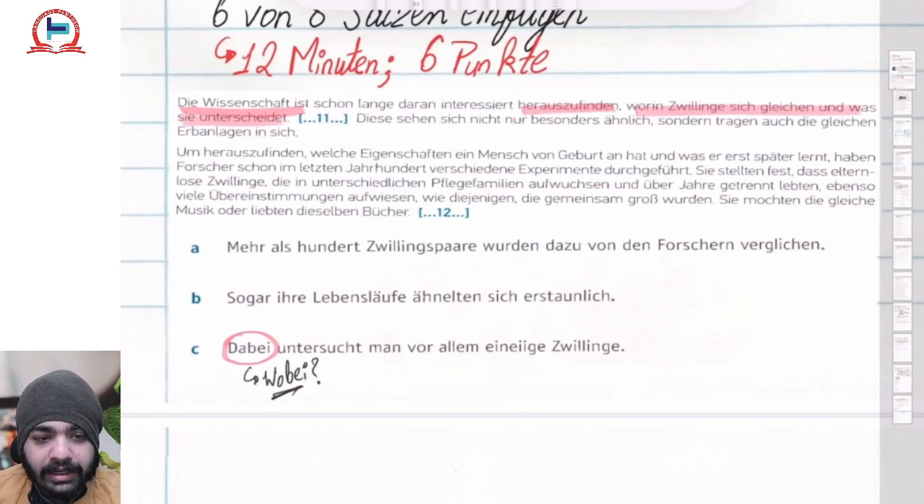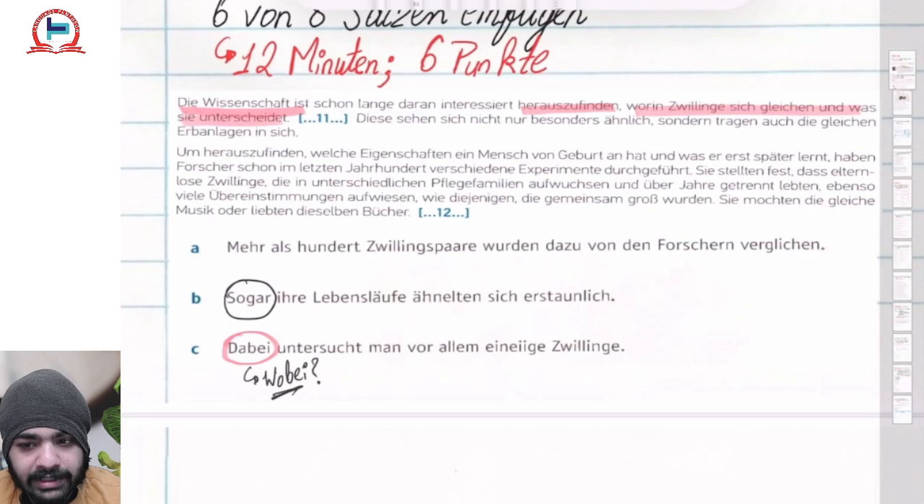Then B, sogar ihre Lebensläufe ähnelten sich erstaunlich. Even their life, the course of their life, was very similar. So we use this word sogar only when we have also talked about something else being similar. For example, they read the same books. They even like the same clothes. They even like the same restaurant. So we cannot use sogar without also saying that something else is also similar.